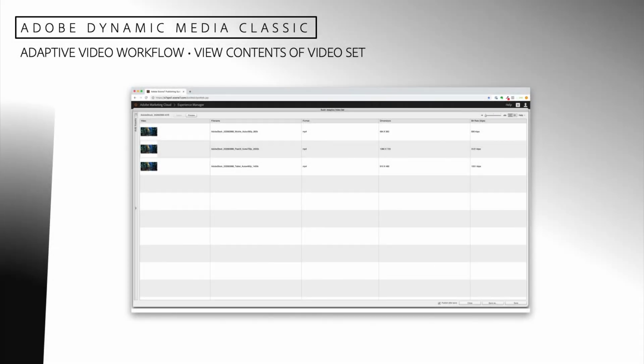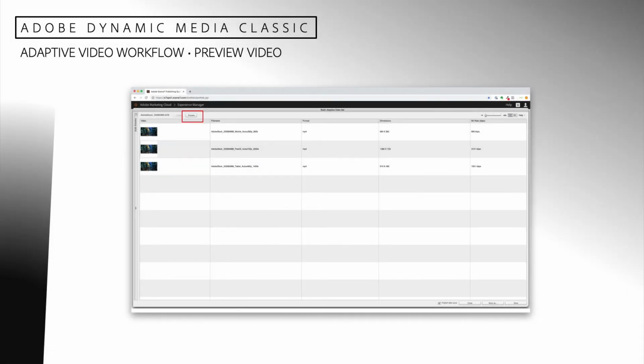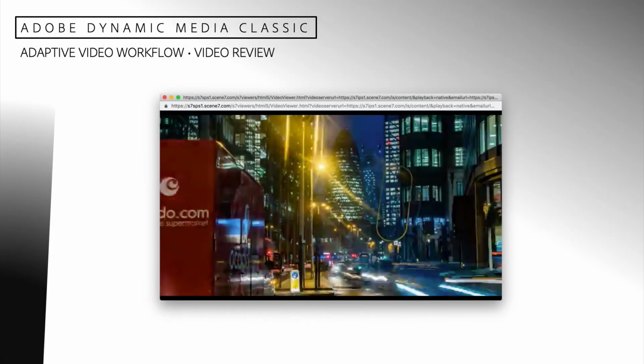I can look at the contents of my video set and observe that three different videos were created from my master video. Each has separate dimensions and corresponding bit rates. I can then click on the preview button to play the video in the HTML5 video viewer. After I have confirmed my video is functioning as expected, we are ready to deploy our videos to websites or other devices.